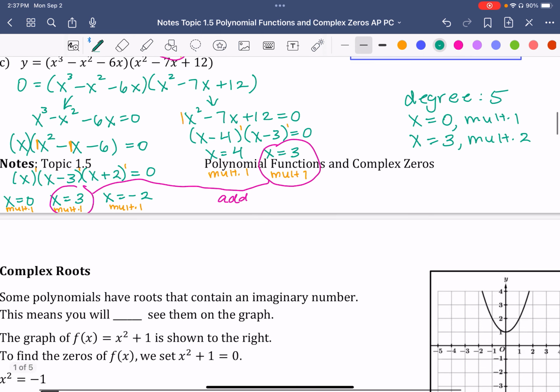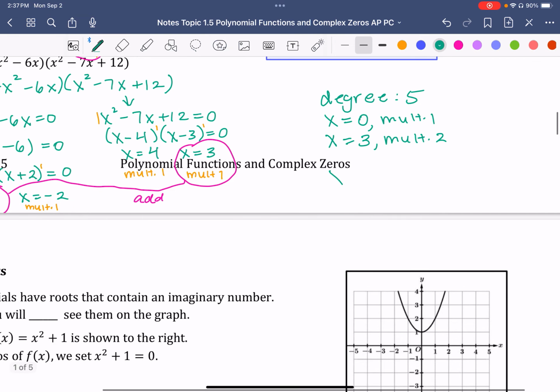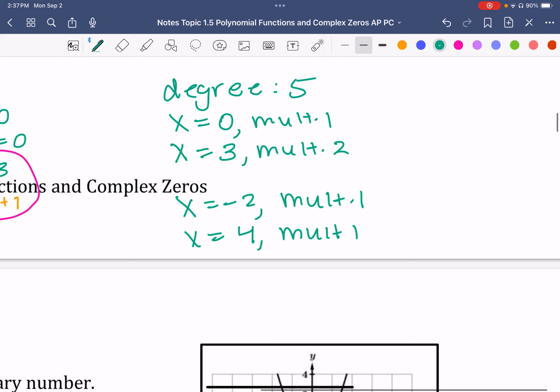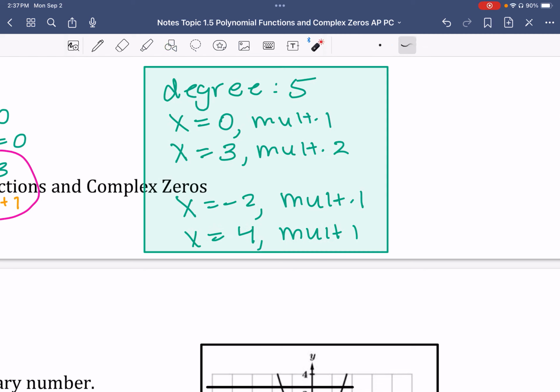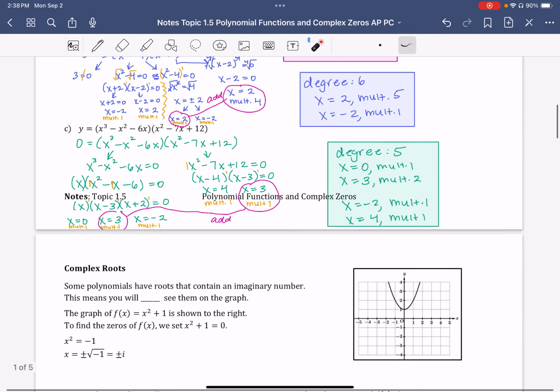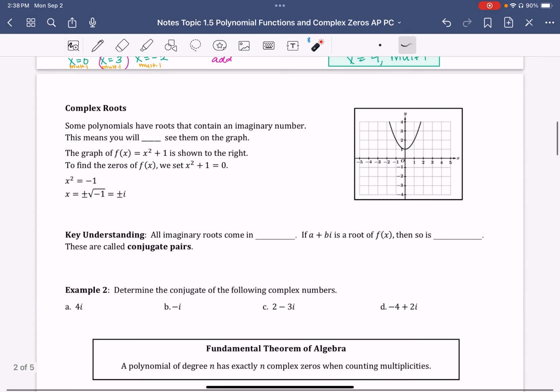And then the final two were different. x equals negative 2 had a multiplicity of 1, and x equals 4 had a multiplicity of 1. Okay, so I'm going to box in this final solution, and always count up to make sure you did it right. 2 plus 1 is 3, 4, 5. Okay, so that is zeros and multiplicities. Okay, let's move on a little bit. We're going to start talking about complex roots.